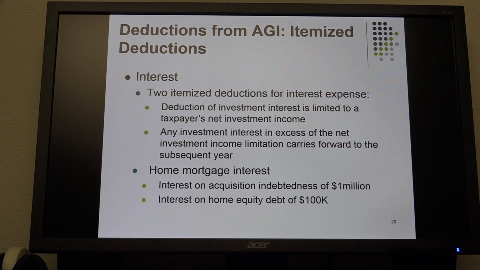Now note, on top of the interest paid on acquisition indebtedness up to $1 million, taxpayers can also deduct interest on a home equity debt of up to $100,000. Now notice here, you can basically deduct interest on total debt on a principal residence up to $1,100,000. Now, they define home equity indebtedness as any other debt secured by the taxpayer's qualified residence.